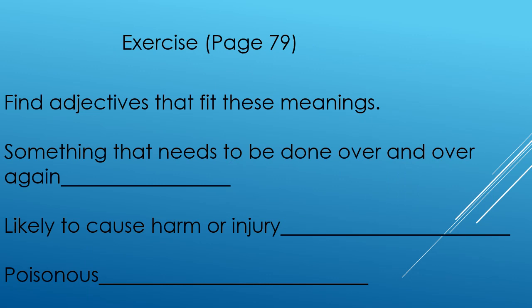Dear students, now let's perform the exercise that is given on page number 79. Find adjectives that fit these meanings. First is something that needs to be done over and over again. Repeatedly. You will write repeatedly in the space that has been provided to you. Second one is likely to cause harm or injury. Suitable adjective here is injurious. You will write injurious in the space that has been provided to you. Third one is poisonous. You will write harmful in the blank that has been provided to you.